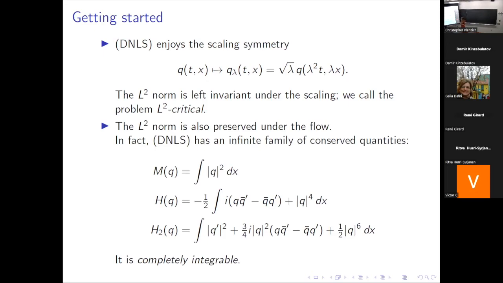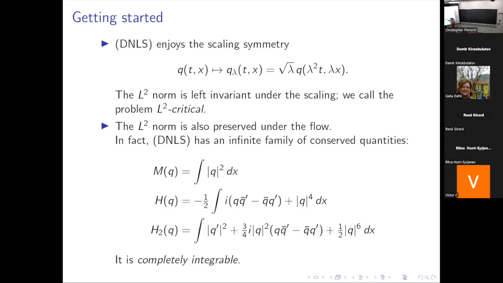It is preserved under the flow. So the L2 norm at any time t is going to be the same as the L2 norm of the initial data. And in fact, this equation has many, many more conserved quantities. It has infinitely many. So I have written down some of them.